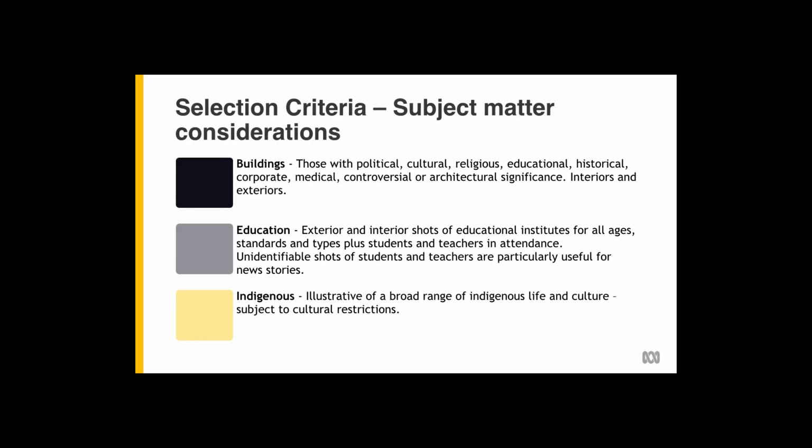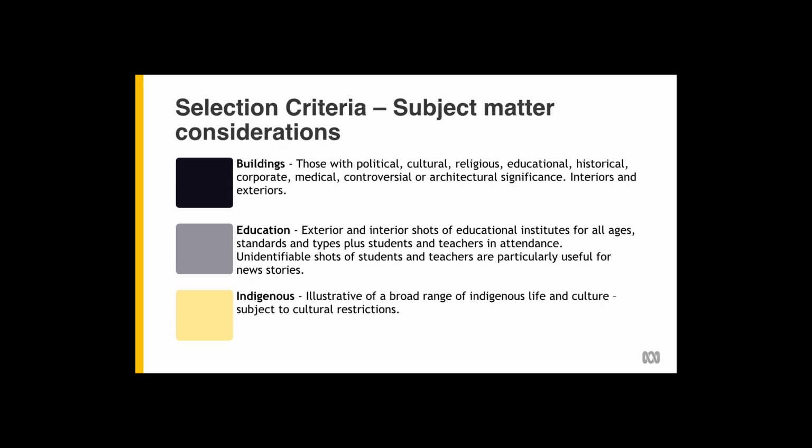But we also have some selection guidelines around specific subject matter. So these are just some examples of that. For example, there's a host of important considerations around Indigenous material. Not only is it important to keep a good cross-section of images, but we need to consider a range of cultural restrictions, ranging from the depiction of the deceased from certain communities to the depiction of sacred or other sites.